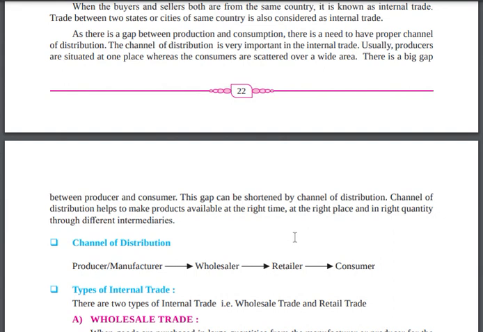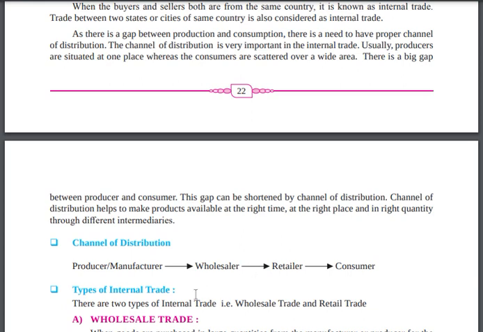This gap can be shortened by the channel of distribution. How? Because the factory product can be distributed in that way, it will reach each and every customer, clear? In the right time, in the right quantity, through different intermediaries. For example, first it will be the manufacturer, then wholesaler, retailer, consumer. Consumer is in the fourth position. You can see that wholesaler and retailer, we will try to understand in depth.